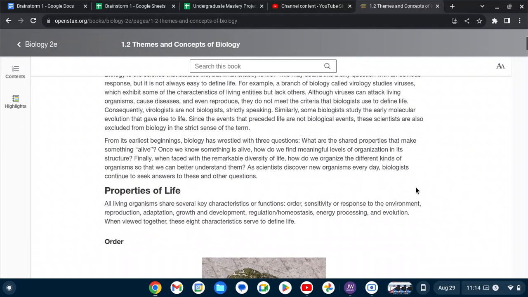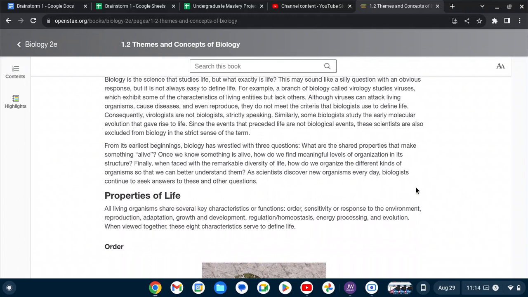All right. Biology is the science that studies life. But what exactly is life? This may sound like a silly question with an obvious response, but it is not always easy to define life. For example, a branch of biology called virology studies viruses, which exhibit some of the characteristics of living entities but lack others. Although viruses can attack living organisms, cause diseases, and even reproduce, they do not meet the criteria that biologists use to define life. Consequently, virologists are not biologists, strictly speaking.